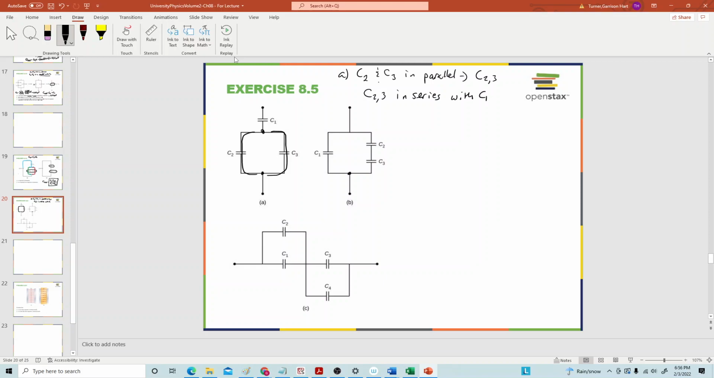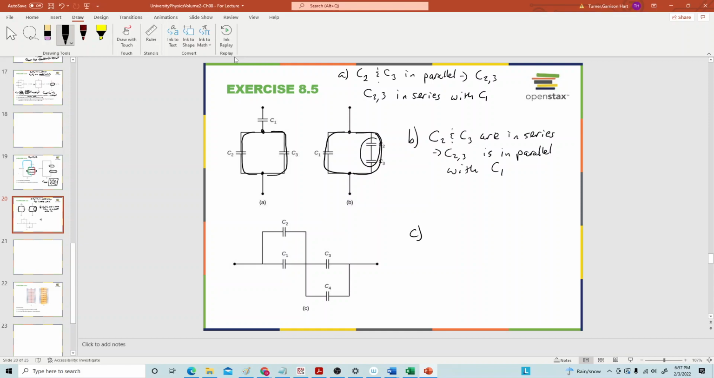Now, in B, we have a junction and a path, and so C2 and C3 are in the same path, so those are in series. So C2 and C3 are in series, and that combination is in parallel with C1.